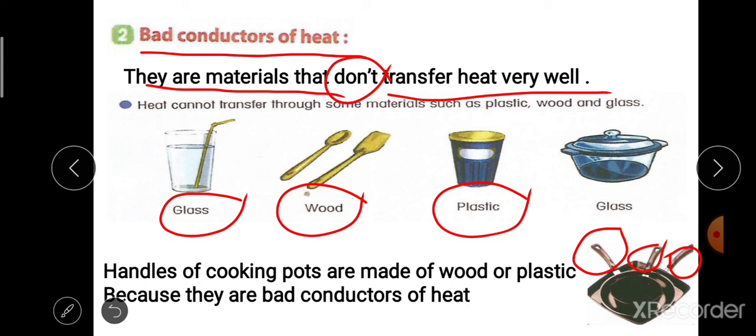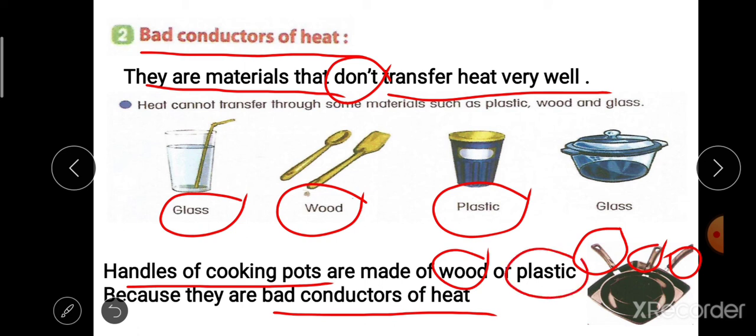We will feel very hot, so we cannot touch it. So, the handles of the cooking pots are made from what? From good conductors of heat or from bad conductors of heat? Think of it. We make the handles of the cooking pots from bad conductors of heat, like wood or plastic. Why? Because they don't allow the heat to move through them. So when we touch them, we won't burn our hand.